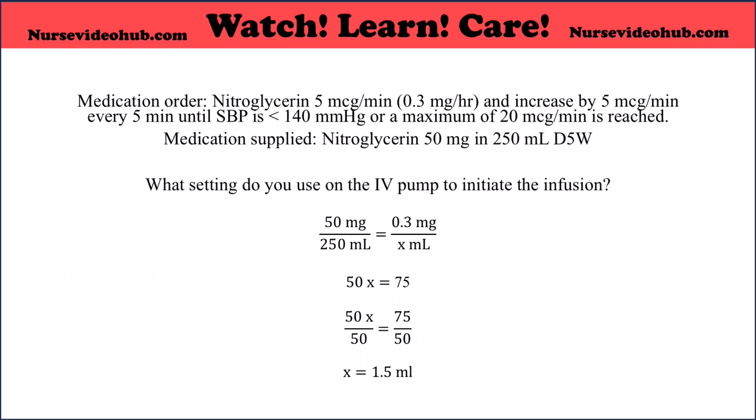Set up your proportion. The first ratio is the medication supplied, 50 milligrams per 250 milliliters. The second ratio is the desired dose, 0.3 milligrams per X milliliters. Solve for the number of milliliters by cross-multiplying 50 times X and 0.3 times 250. This results in 50X equals 75. Divide both sides by 50 to solve for X. X equals 1.5, so you'd set the initial IV pump setting to 1.5 milliliters of nitroglycerin.